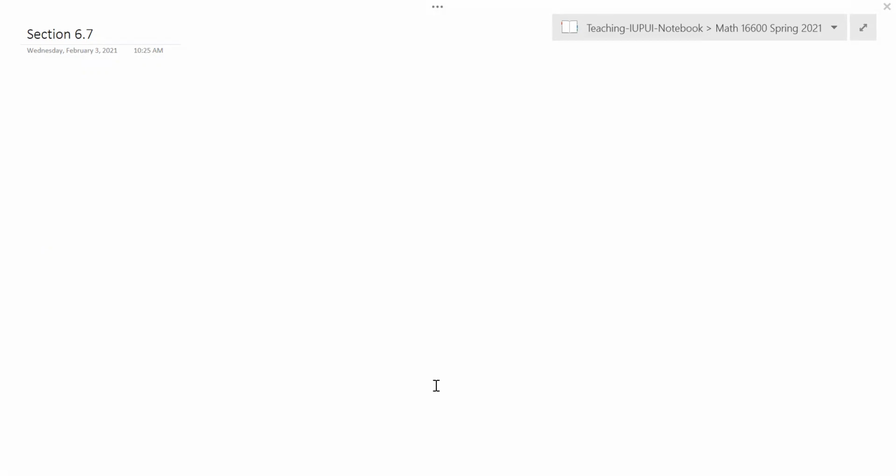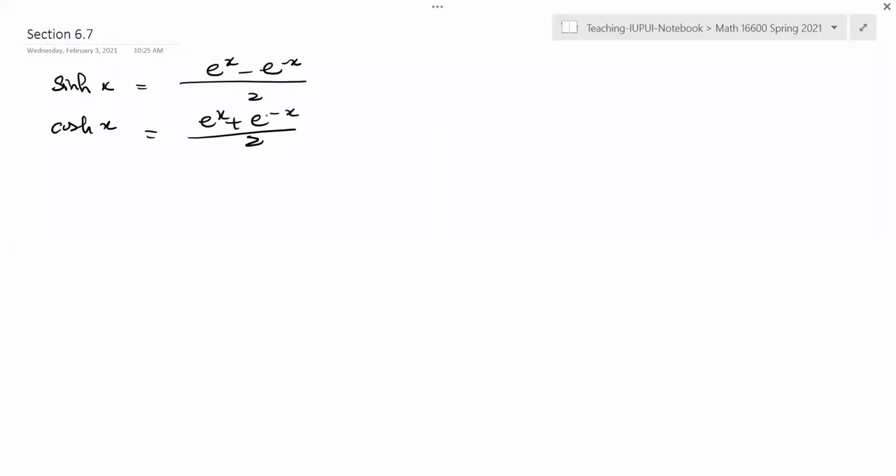Okay, the first function is hyperbolic sine x. This is going to be defined by e to the x minus e to the negative x, divided by 2. And then hyperbolic cosine x is going to be the sum of those two terms.